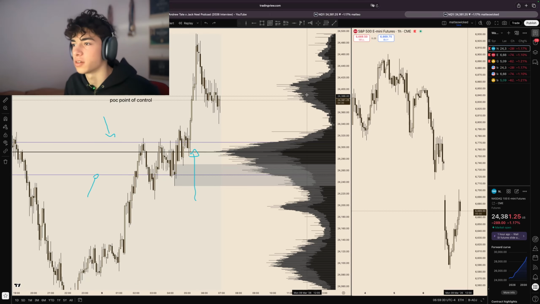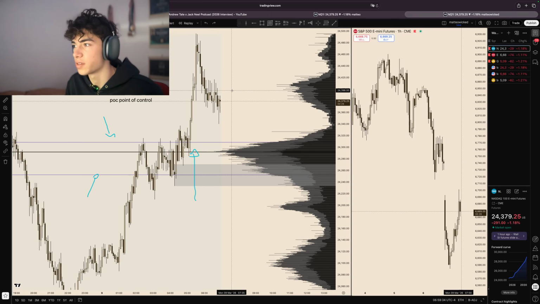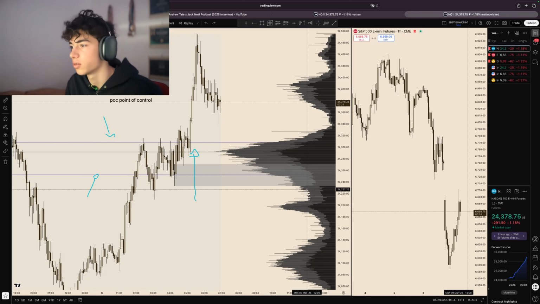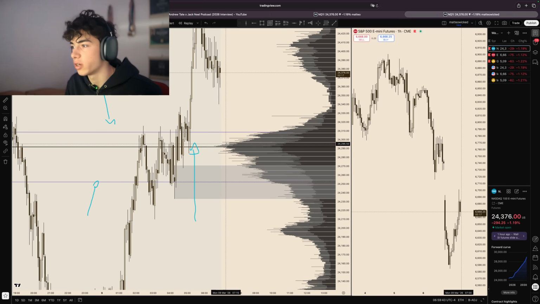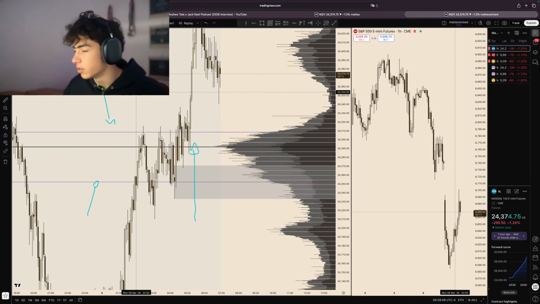So I think these are zones to not trade in. They are not the best and higher probability to trade in, okay? And yeah, the point of control indicates the highest volume level traded within this zone.